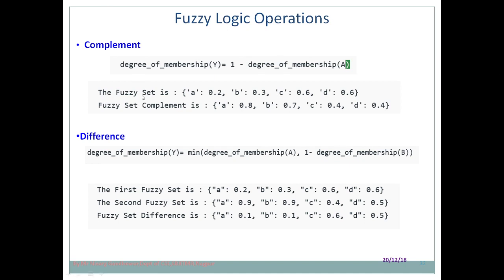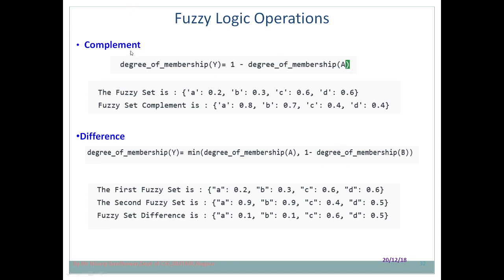Okay, so let's take an example to illustrate this. We have this fuzzy set given with different elements. Now, in order to obtain the complement of this fuzzy set, what do we do? 1 minus 0.2, what is that? 0.8. 1 minus 0.3, what is it? 0.7. 1 minus 0.6, 0.4. So this is how we obtain the fuzzy set after applying the complement operation over fuzzy set A.